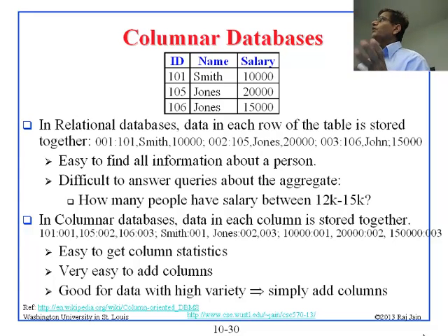Now, what is good about this? That you can find all the information about a person. If you want to find out everything about Smith, you have it in one place. You just do one read and you got it, because everything is in the same place. But it is difficult to find out how many people have a salary between 10 and 15K. You have to read the whole database, because nowhere do you have that column in one place. So if you ask a column-oriented question, then the row is no good.